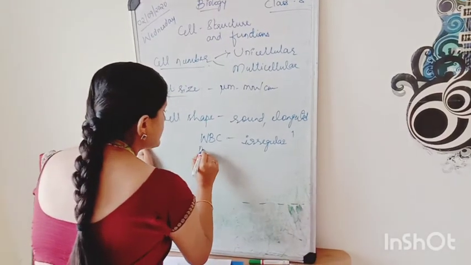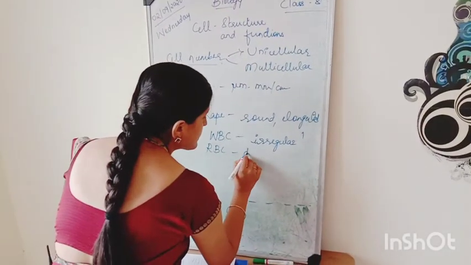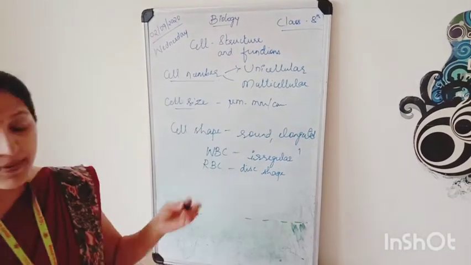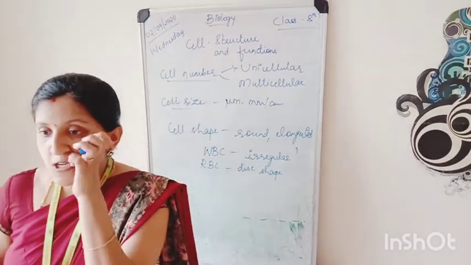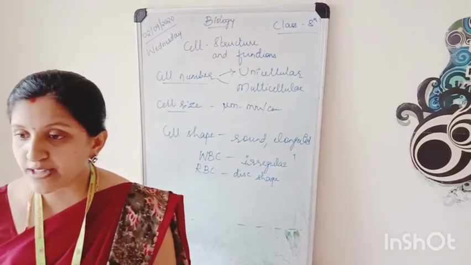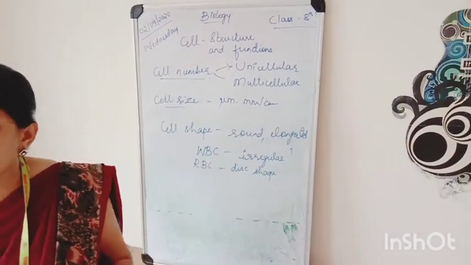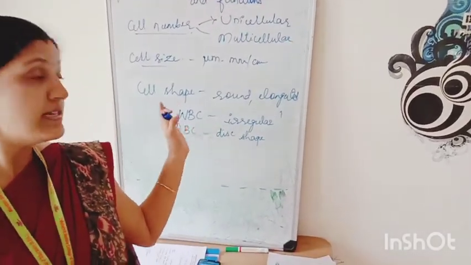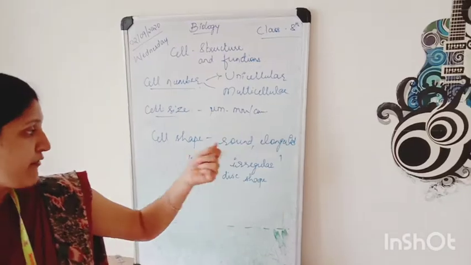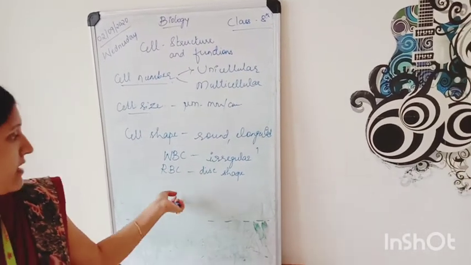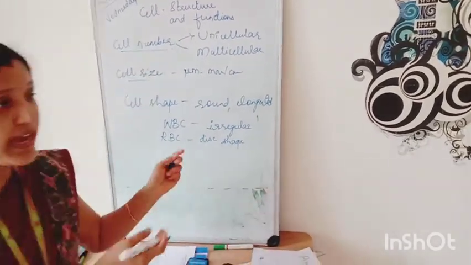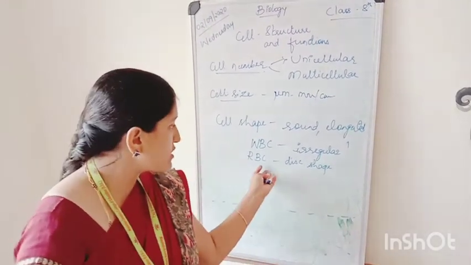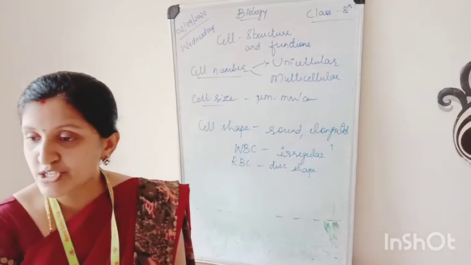Then coming to RBC, RBC has a disc shape. The disc shape is because the flattened structure can hold hemoglobin along with the oxygen, so that the RBC can supply oxygen through the flow of blood. The hemoglobin, the iron content, is all held in it. Because of that, it is disc shaped where oxygen is present.